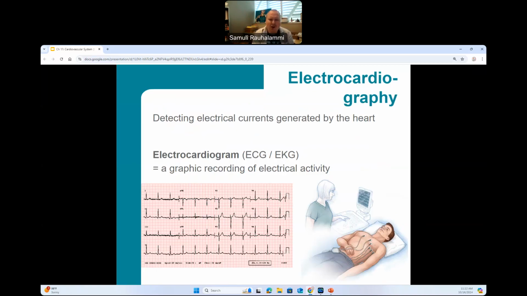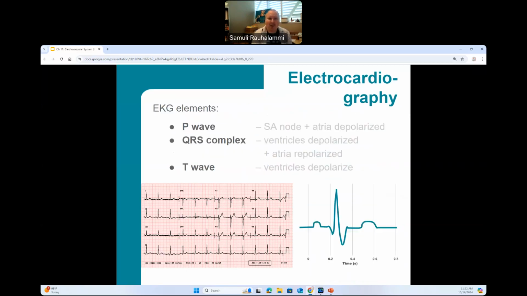So let's look at this trace that you can see on the left-hand side of the screen and figure out a little bit more what's happening there. When we're reading these traces, we're really looking for three elements. Let's review those. First of these is going to be our P wave. This is the first bump. And this tells us that the SA node and atria have depolarized, so they are contracting. So blood is flowing out of the atria to the ventricles.